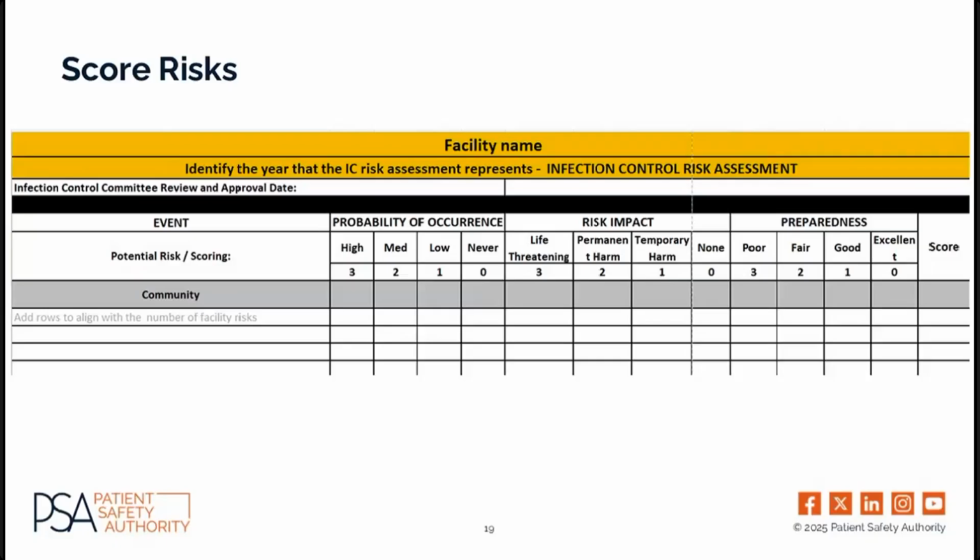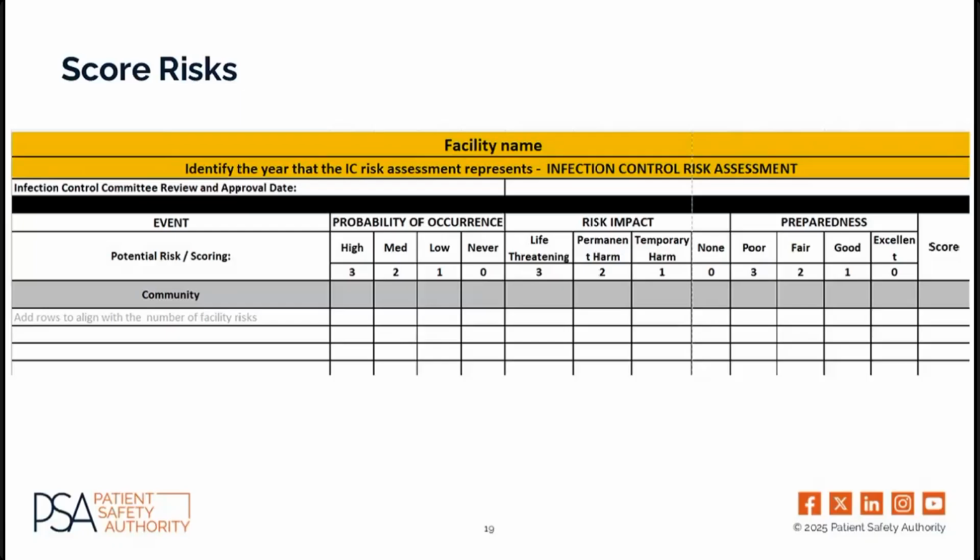So first, we see the probability of occurrence, which is the likelihood that this risk is going to occur. You're going to review historical county data, statistical data, facility infection surveillance data. You can look at the facility services that you provide, your population that you've served, the structure of your facility, and then your geographical location as well. The next category we're going to look at is the risk impact. So this is the severity that the impact would have on the facility's patient population, also your staff and the facility itself if it were to occur.